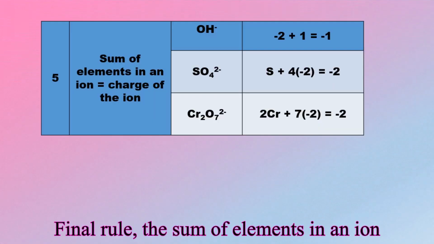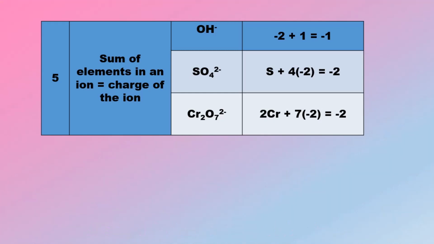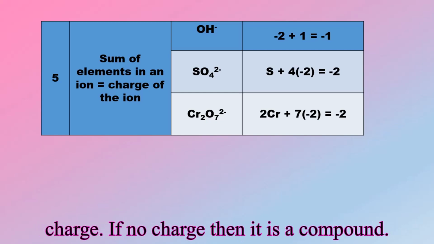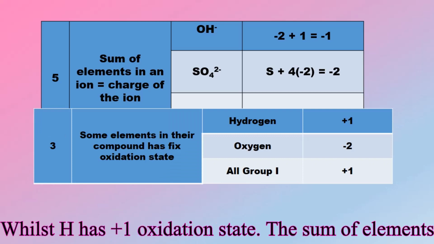Final rule, the sum of elements in an ion is equal to the charge of the ion. For example, OH-, it is an ion because it has charge. If no charge, then it is a compound. By referring to rule number 3, O has -2 oxidation state, while H has +1 oxidation state.